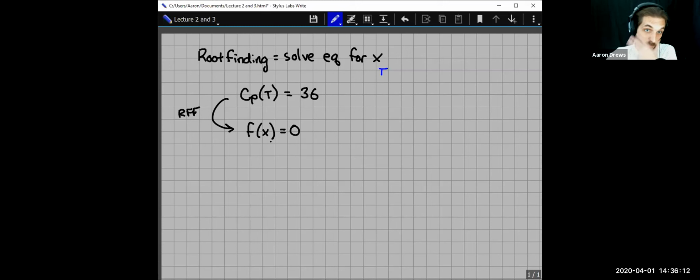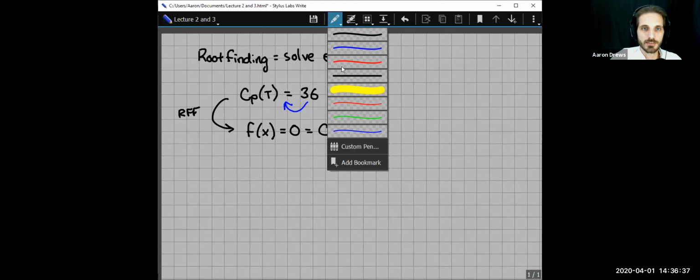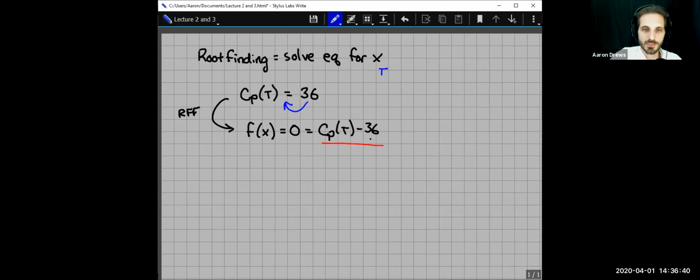And so it's really easy to make things in root finding form. For example, for the problem that we've got, we can just pull the 36 over to this side, and the result will be equal to 0. So we could say this is equal to Cp of T minus 36. Right, and so the equivalent of guessing temperatures and finding out when the heat capacity is equal to 36 is maybe instead I guess temperatures until I find out that this quantity, Cp minus 36, happens to be equal to 0, and that's how root finding functions work.